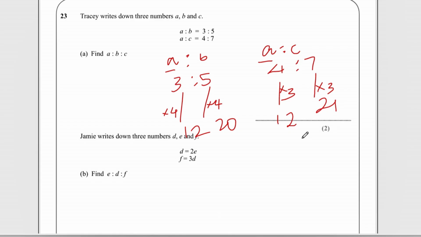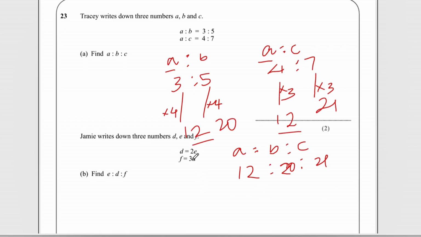So you have to write in the answer space. Because A is 12 here, A is 12 here, we can say A ratio B ratio C is simply going to be A is 12. We pick one of the 12. B is 20. And C is 21. So 12 to 20 to 21. You have to make the A the same.